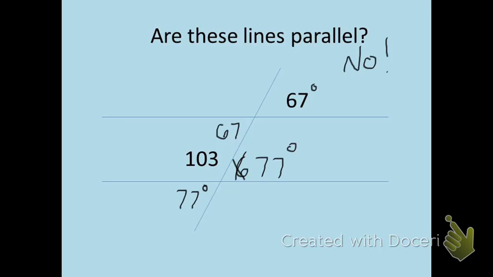If you could just show that either of the special angle relationships are true, then you know the lines are parallel. And likewise, if you could show that one of them is not true, like for example, like we did right here, that corresponding angles were not congruent, then that's enough to show that lines are not parallel.